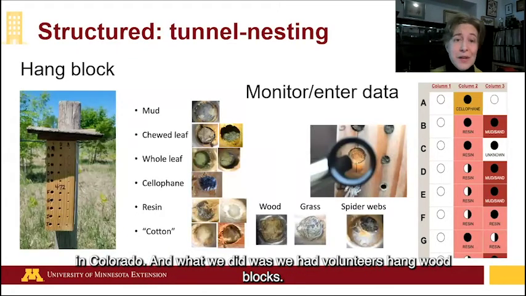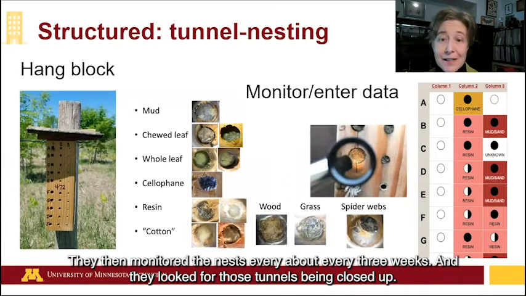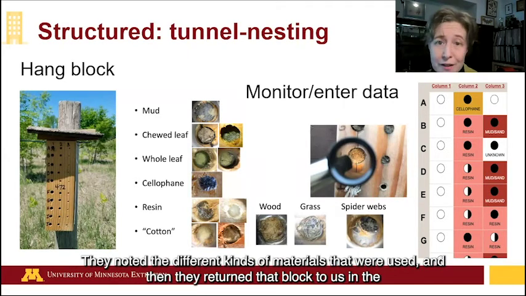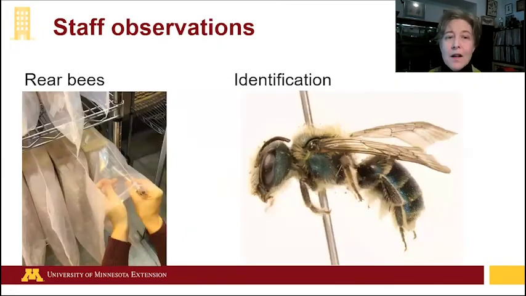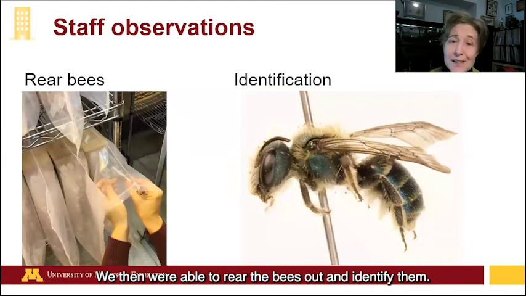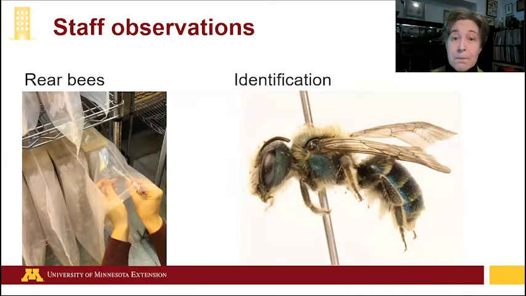And what we did was we had volunteers hang blocks. They then monitored the nests about every 3 weeks, and they looked for those tunnels being closed up. They noted the different kinds of materials that were used, and then they returned that block to us in the fall. They also entered these observations on our website. We then were able to rear the bees out and identify them.